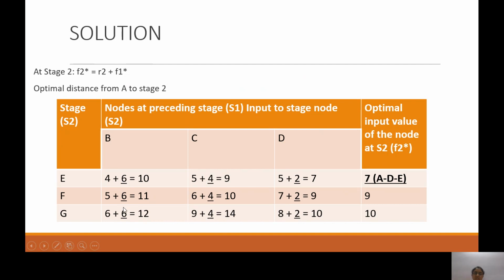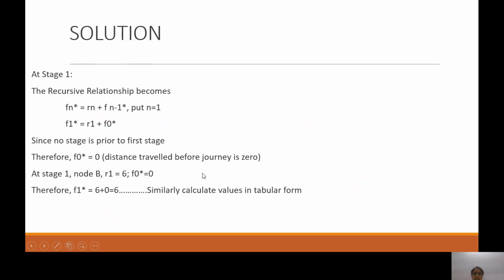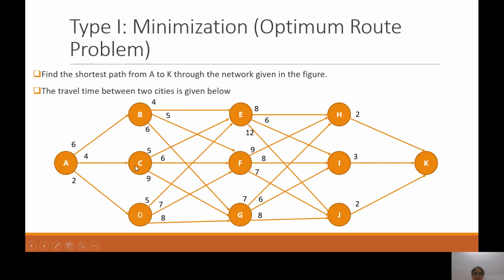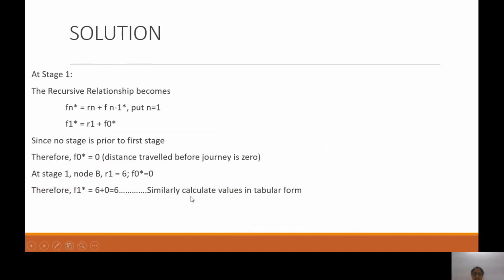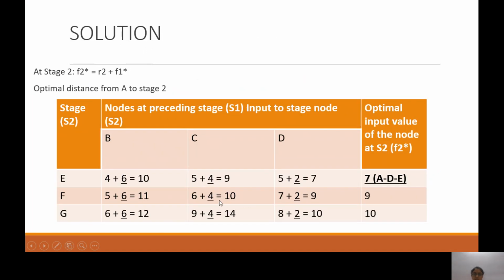I have underlined because this remains constant from my previous stage. Up to B it was 6. Okay, coming to C, similarly for C, up to C it was 4. So 4 plus 5, 4 plus 6 and 4 plus 9. This is from C to E, F, G.